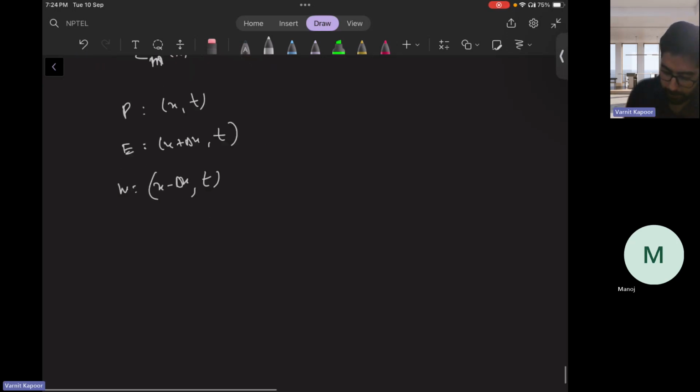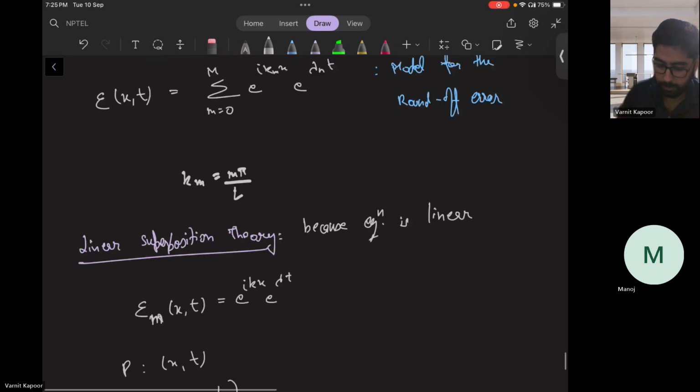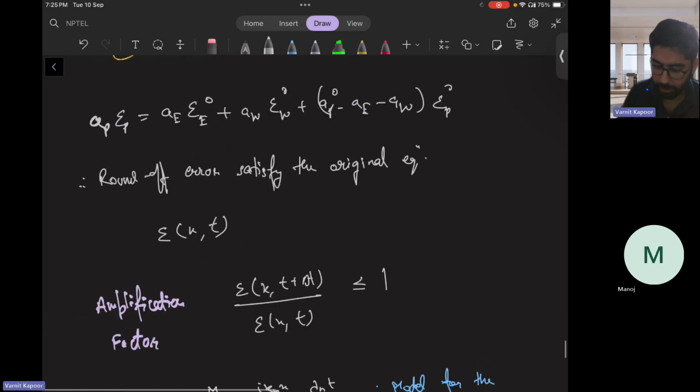Epsilon at P will be e^(ikx) e^(lambda (t plus delta t)). If I go back to the equation and substitute for the error terms for a single mode, we will get epsilon P, epsilon east, epsilon west at time level 1, that is t plus delta t. We want to see that it doesn't grow with time.